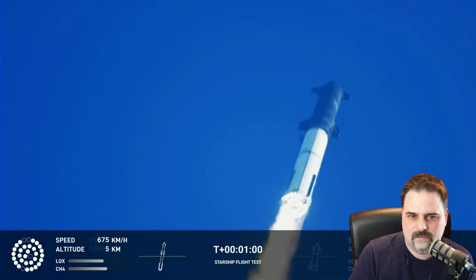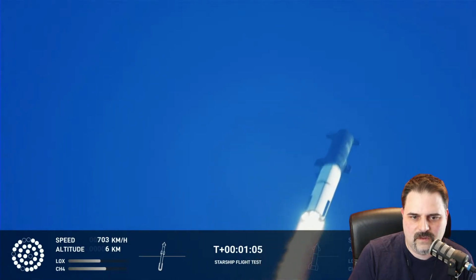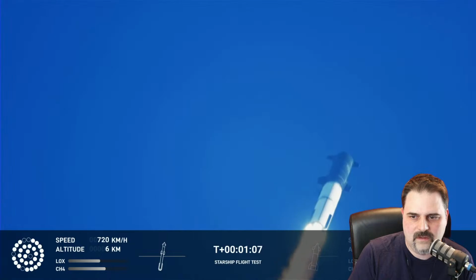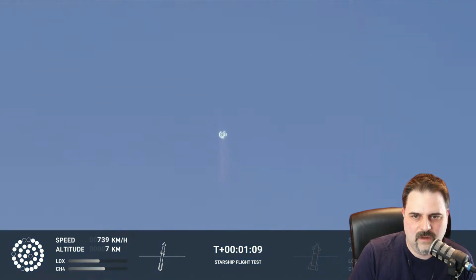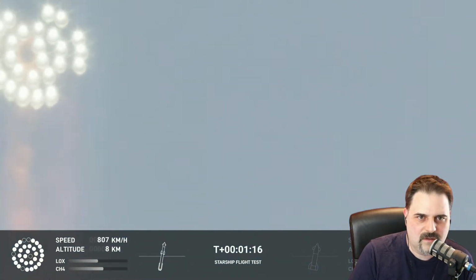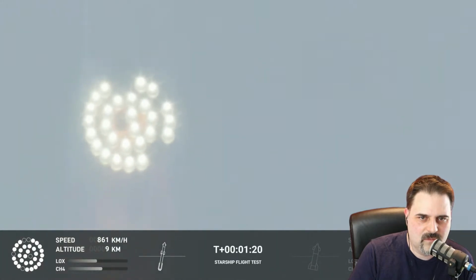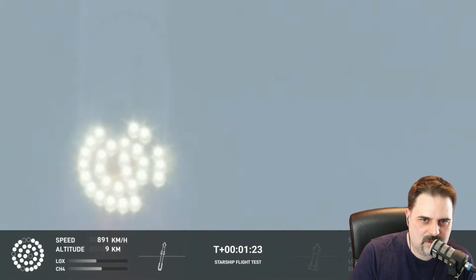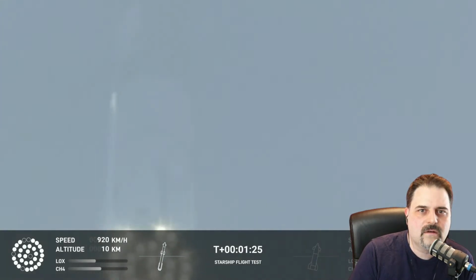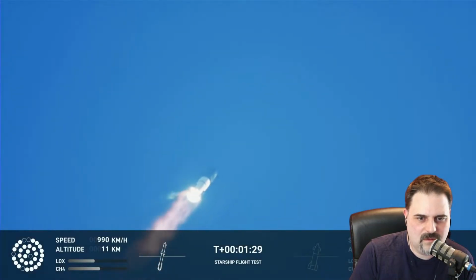We're throttled down and throttled back up. Going through the period of maximum aerodynamic pressure. Ah, looks like not all of the engines are going. As the velocity increases, the density of the atmosphere is decreasing. One in the middle missing, and a couple, maybe three of them on the side. But reaching 1,000 kilometers per hour.